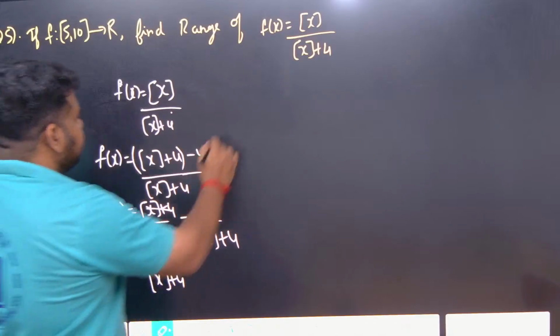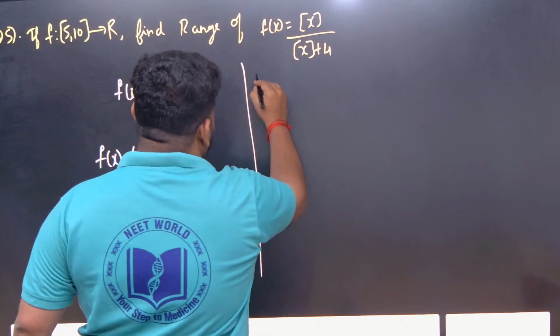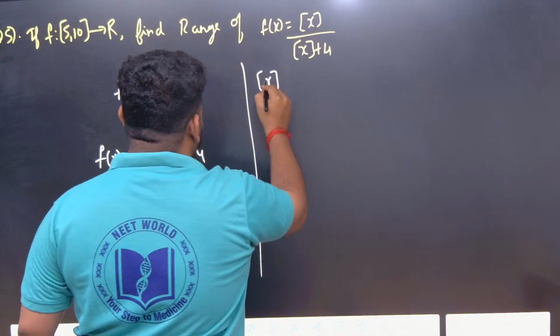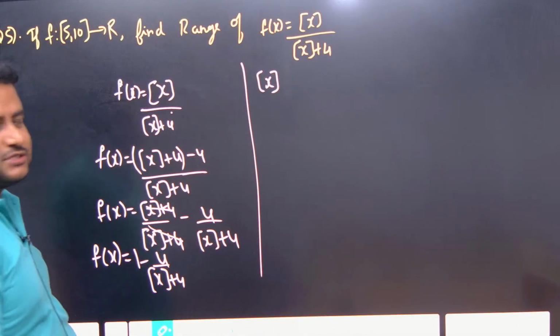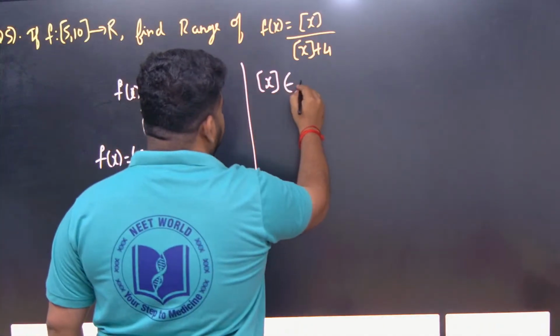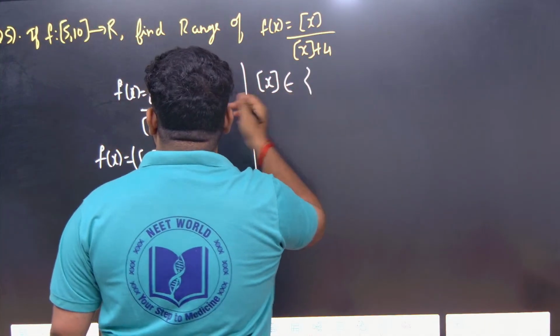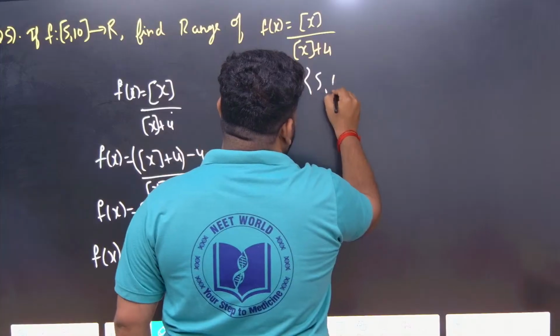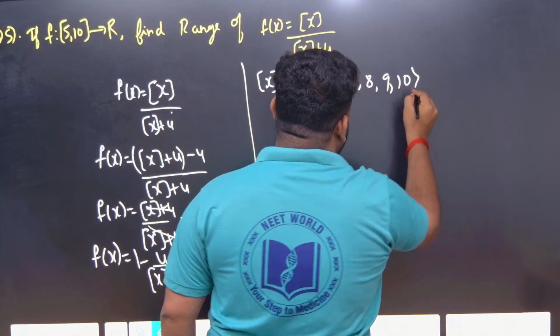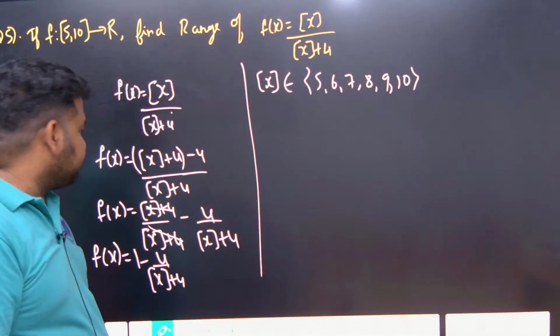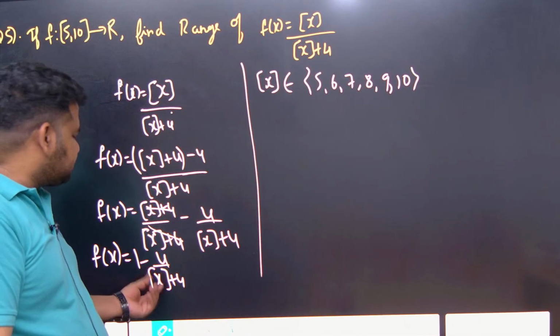Now they have given 5 comma 10. So they are telling step of x belongs to 5 comma 10. In the form of a set I can write it as all the values from 5 to 10, so that will become 5, 6, 7, 8, 9, 10. Now it is not just step of x, it is step of x plus 4.